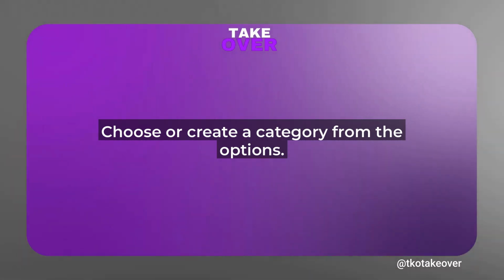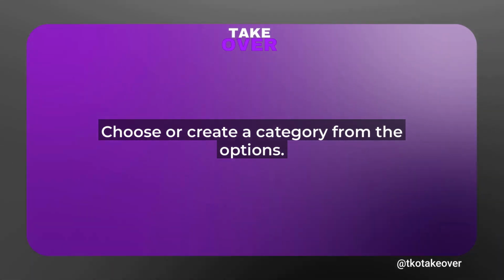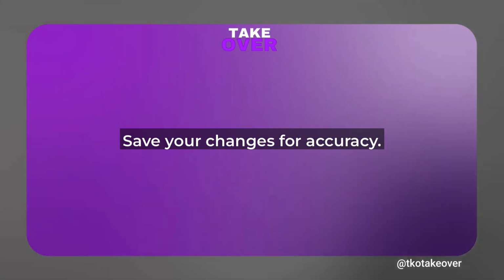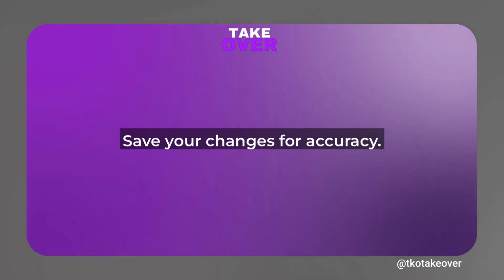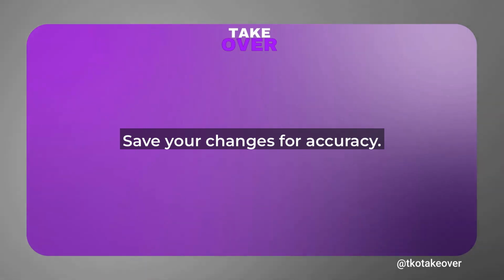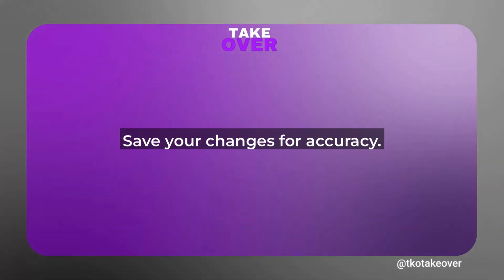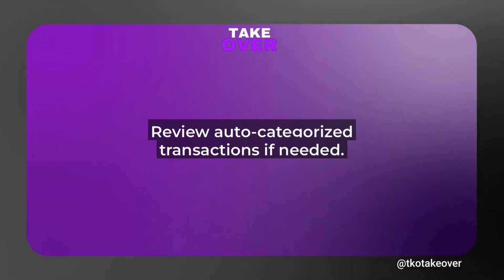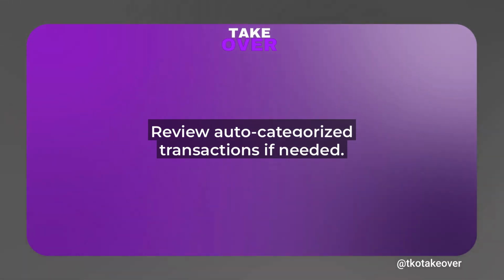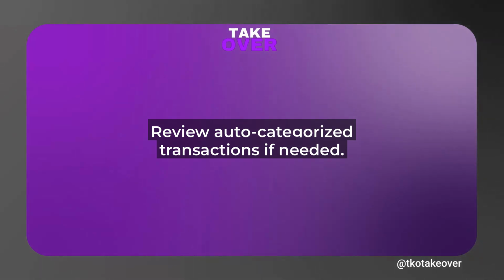For example, if it's for a pet store, you could create a new one called Pet Expenses. After selecting or creating your category, hit the Save or Apply button. Your transaction is now neatly organized. Repeat this process for other transactions, and you'll start seeing patterns in your spending. Honeydue even auto-categorizes some items, but you can always edit them for accuracy.